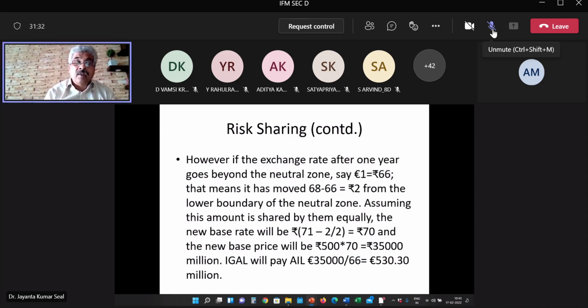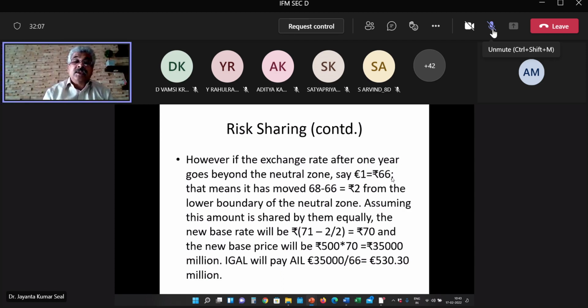If it is not shared equally, suppose 75% of the profit will go to Indigo and 25% to Airbus. Now, it is very unlikely that Indigo will share a profit of 75% but a loss of only 25%, so the other party will not agree. If you share a profit of 75%, you should also share a loss of 75%. Anyway, I'll show you one.